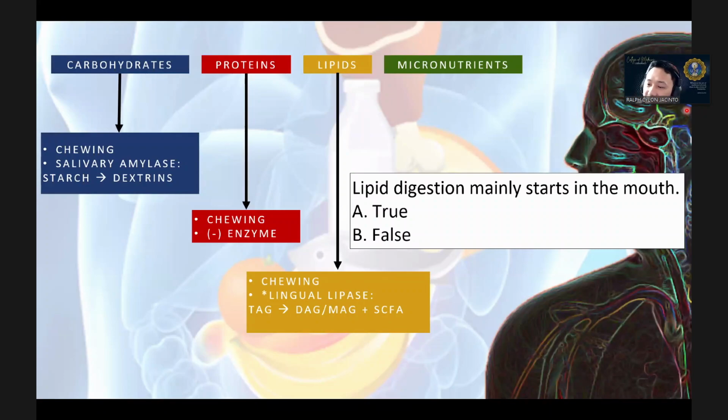Hindi umabot ng 60%. Ayan, 60%. Sige, pwede na to. Okay. Sige, let me share the results. Okay, so majority answered false. Why?